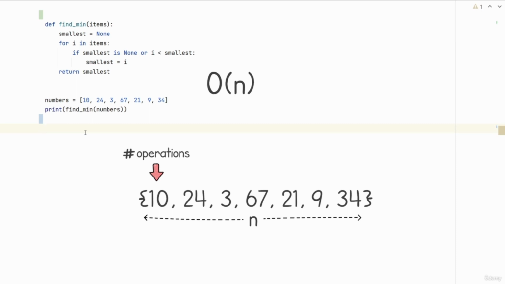You might be wondering why I'm not writing 3n for this algorithm. After all, we're doing at least 3 different operations for each item in our input list. This is because it doesn't really matter whether we are doing 1, 2, 3, 4 or 100 operations for each element. The complexity is still the same.